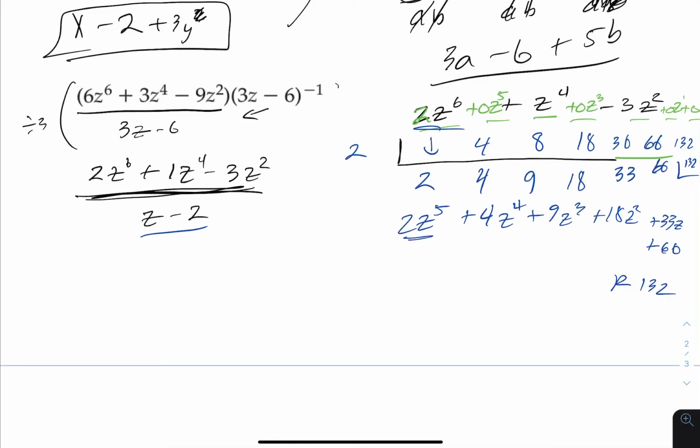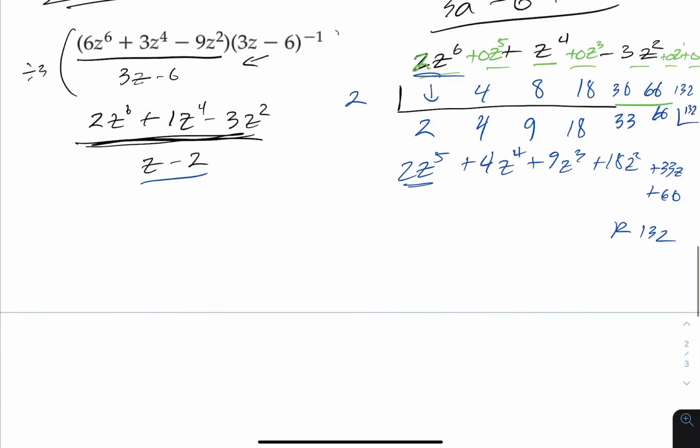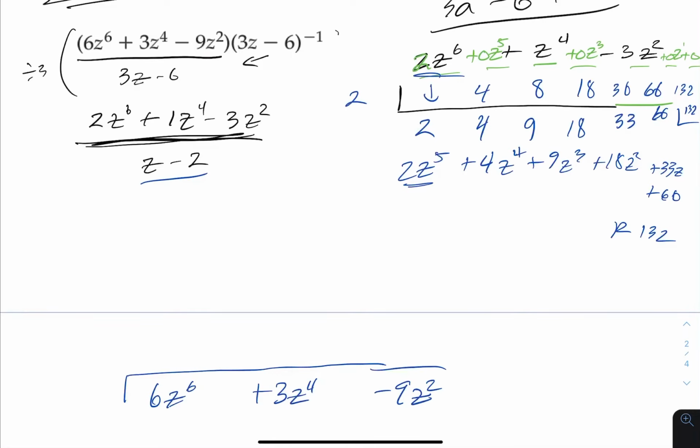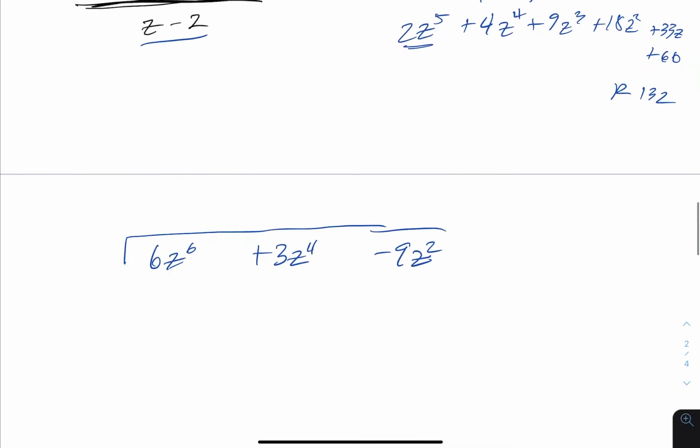Right, so if you're doing synthetic division, you have to go down in order. Now, if you're doing long division, I would actually recommend the same thing. So it'll be 6z6. I'll leave a space for z5, plus 3z4. I'll leave a space for z3, minus 9z squared. Like that. And we're dividing by 3z minus 6.